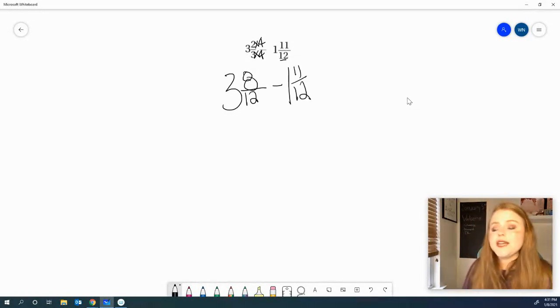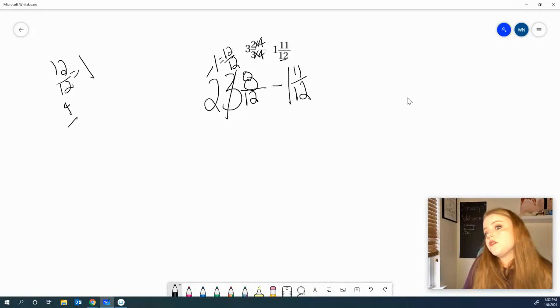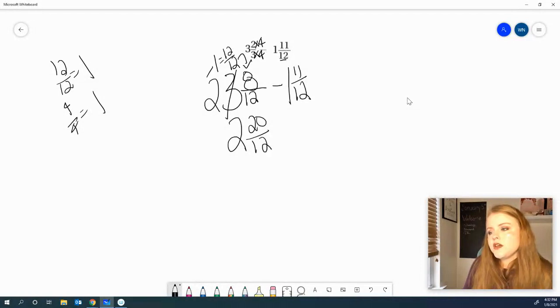Same issue. You can't say 8 minus 11. If I have 8 fingers, you can't take 11, because I don't have 11 fingers. If I had 8 cookies, you couldn't take away 11 of them. I'd bite you. Let's keep going. I'm going to borrow 1 from the 3, make that a 2. From the 3, I borrowed 1, which is going to equal 12 twelfths. Any fraction with the same numerator and denominator equals 1. 4 fourths equals 1. I'm going to give that 12 twelfths to my 8 twelfths. So I'm going to have 2 and 20 twelfths minus 1 and 11 twelfths.